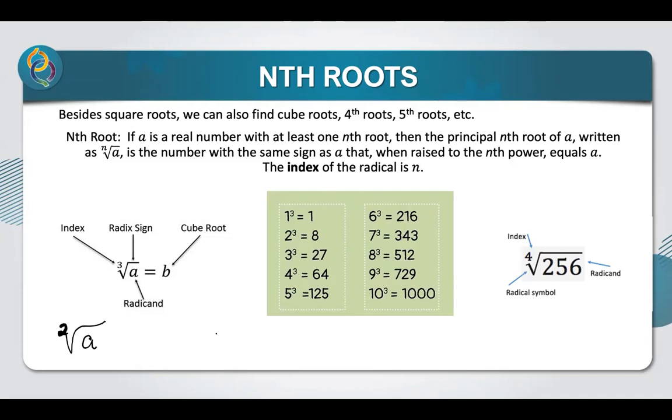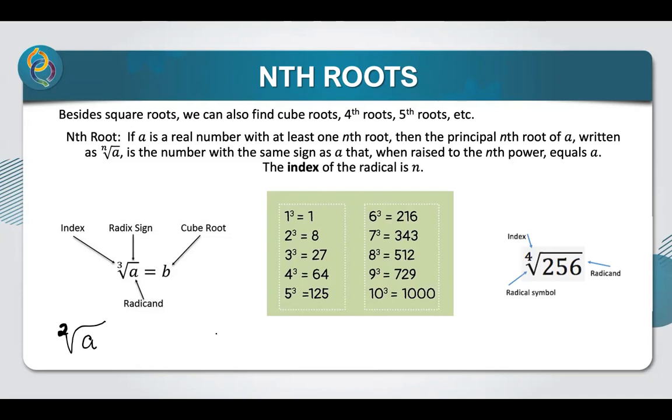When we multiply 1 three times by itself, it will be 1. The cube root of 8 is 2, because I multiply 2 three times by itself to get 8. The cube root of 27 is 3, because 3 times 3 times 3 is 27. The cube root of 64 is 4, because 4 times 4 times 4 is 64. And the cube root of 125 is 5, because 5 times 5 times 5 is 125.